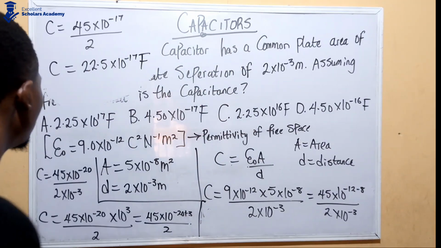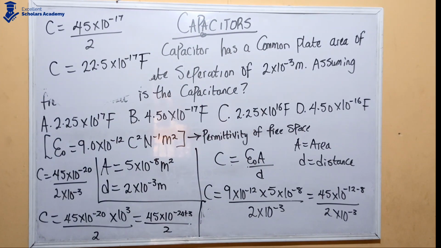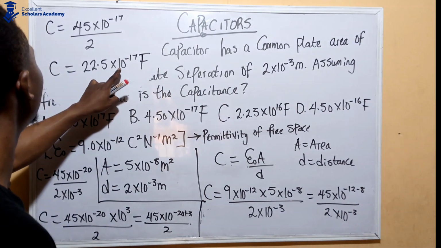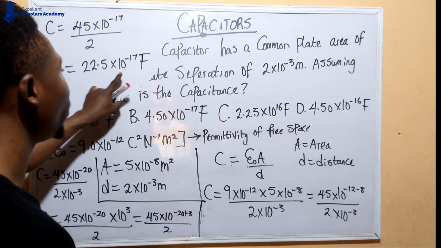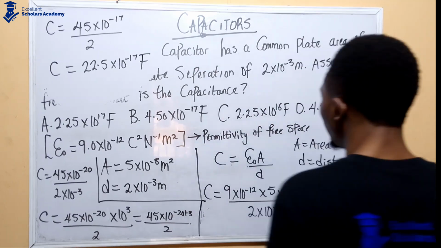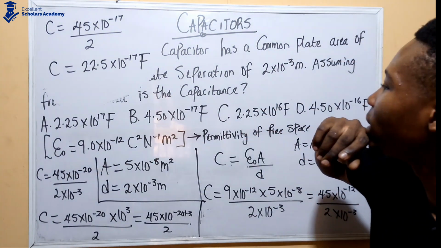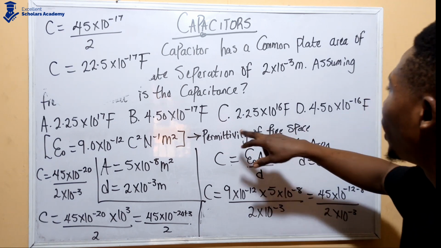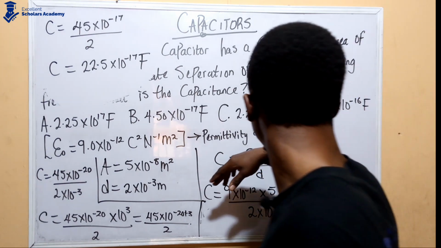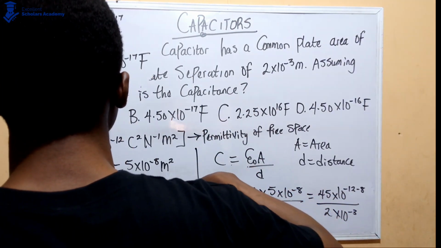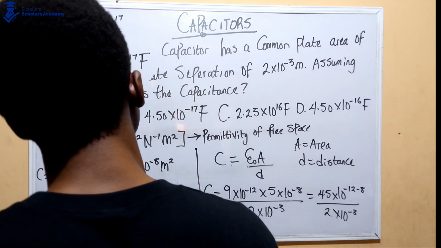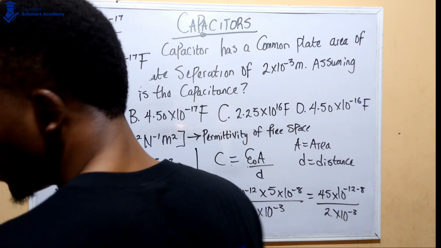Now, which of these options looks like this? This one is 2.25 times 10 to the power of 7, and this is, alright, I see that they did not write this well.